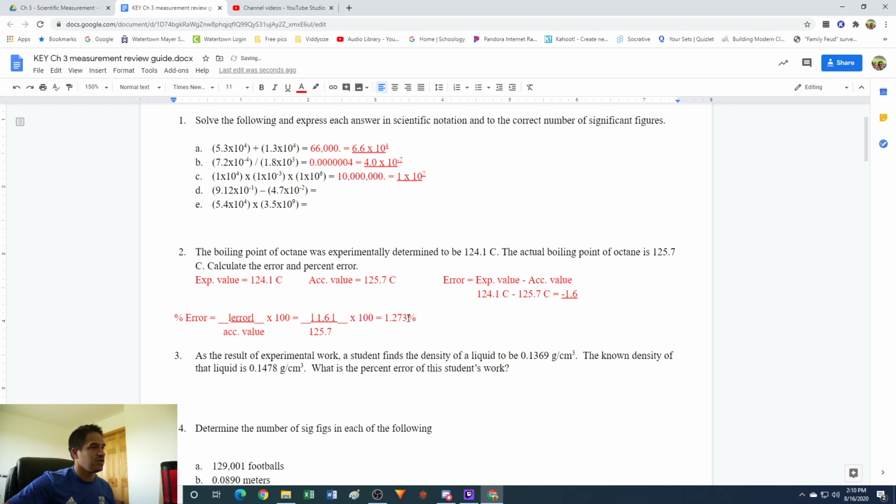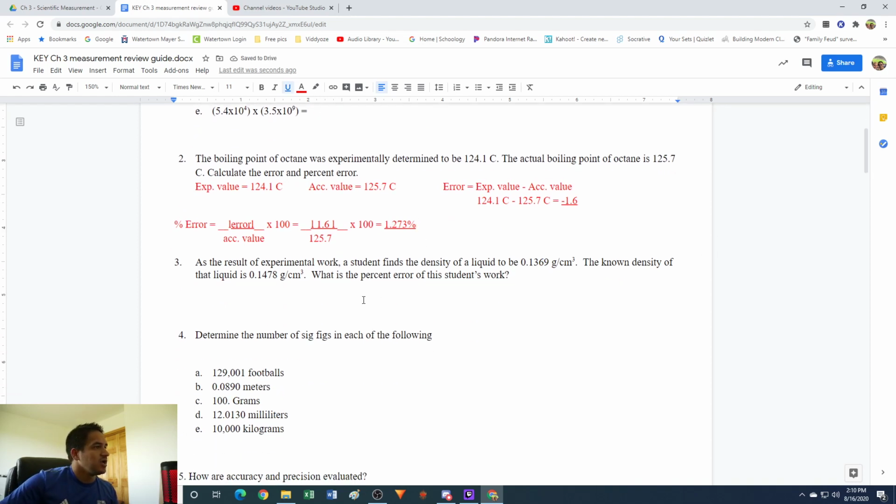We get 1.273% as our percent error. There we go. Okay. Number 3: as a result of experimental work, a student finds the density of a liquid to be 0.1369 grams per cubic centimeter. The known density of that liquid is 0.1478. What is the percent error?